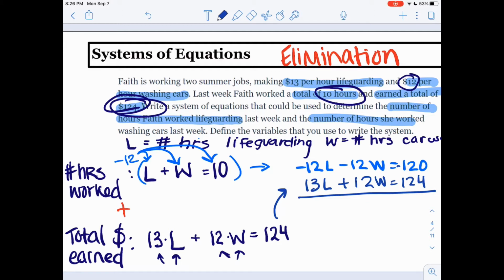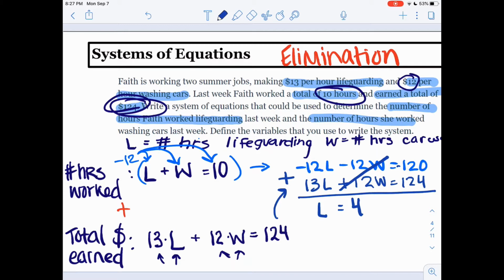Our last step is we're going to add the equations together. Negative 12L plus 13L just gives me 1L. Negative 12 plus 12 is 0, so that term goes away. It's exactly what we wanted. And negative 120 plus 124 gets me the value of 4.